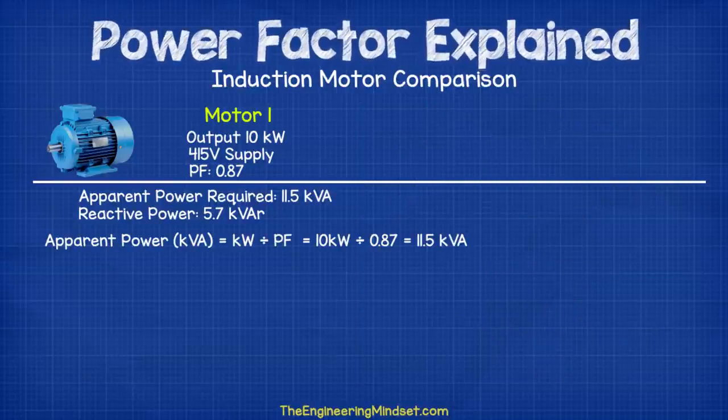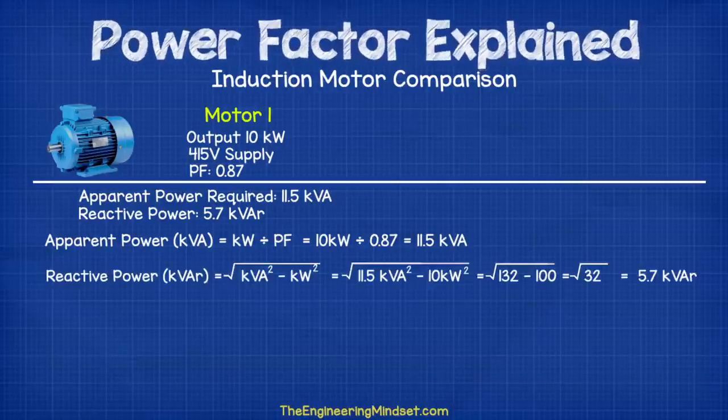How did I calculate that? For kVA, I used kilowatts divided by power factor, so 10 divided by 0.87 to get 11.5 kVA. For kVAR, I used the square root of kVA squared subtract kilowatt squared, so the square root of 11.5 kVA squared minus 10 kilowatt squared.